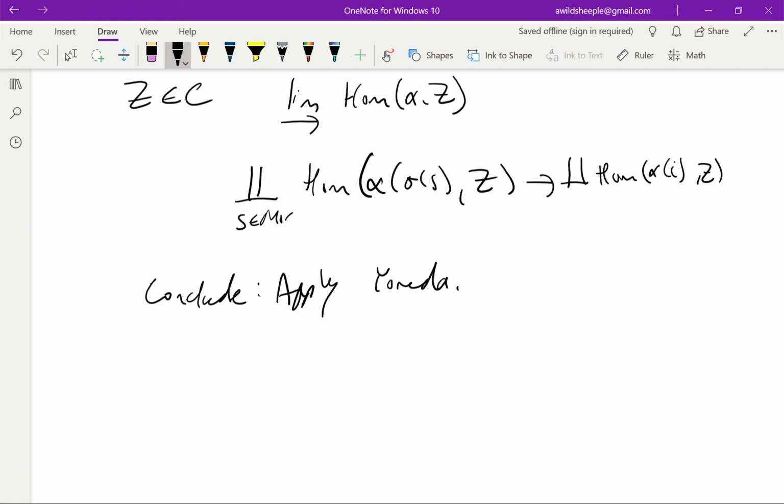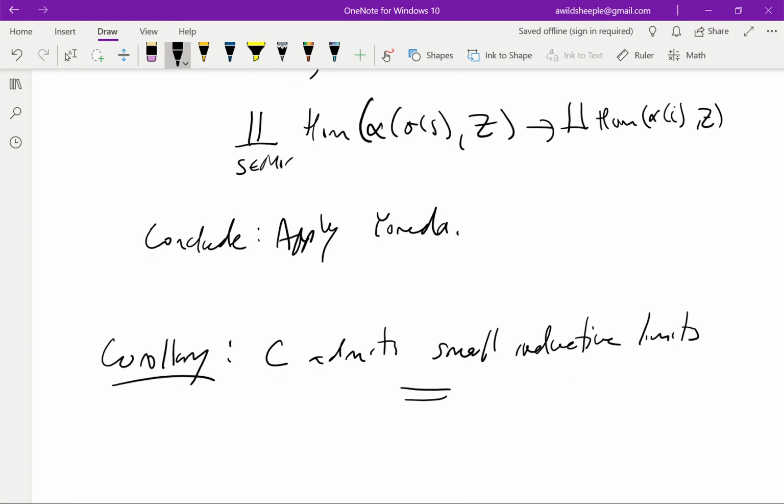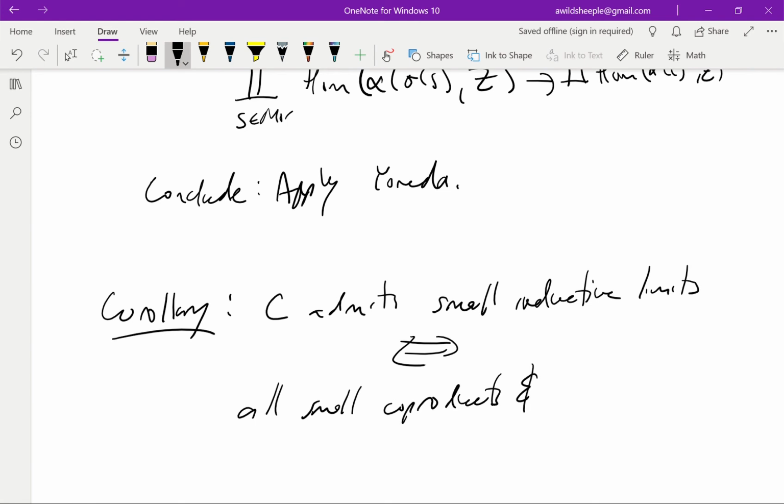So we have as a sort of corollary of this, C admits small inductive limits if and only if it admits all small coproducts and for any pair of parallel arrows, their co-kernel exists. So I'll just say and has all co-kernels.